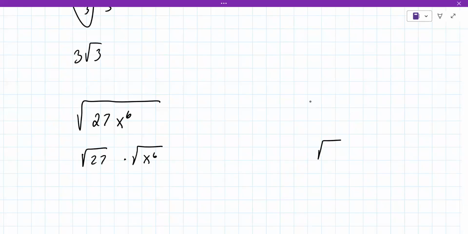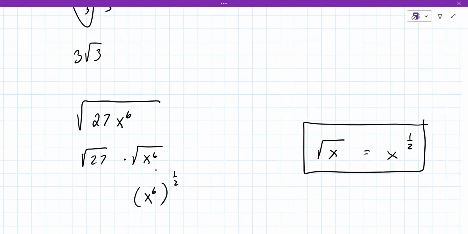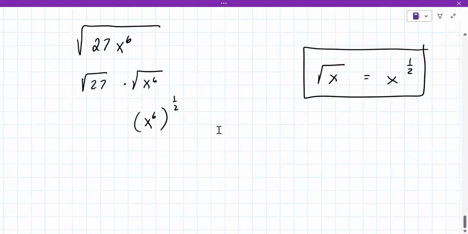So the square root of x really means x to the 1/2. So this x to the 6th is really to the 1/2 power. So what is 6 times 1/2? 6 over 2. So you multiply the tops, you multiply the bottoms. 3 over 1. Okay, so just 3. So notice you're taking half of the variable.